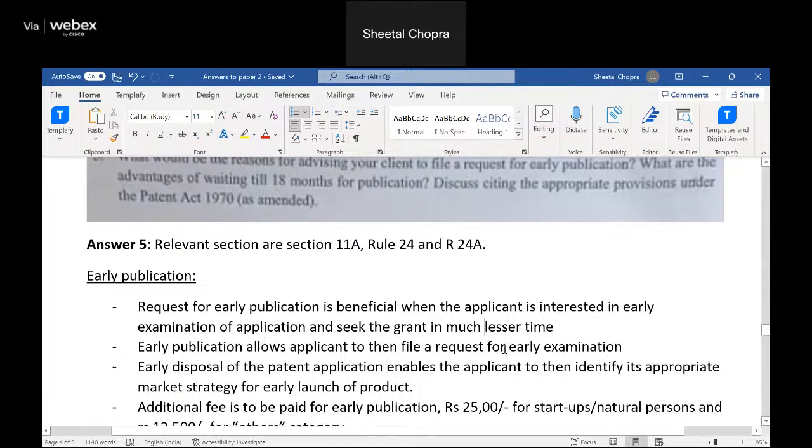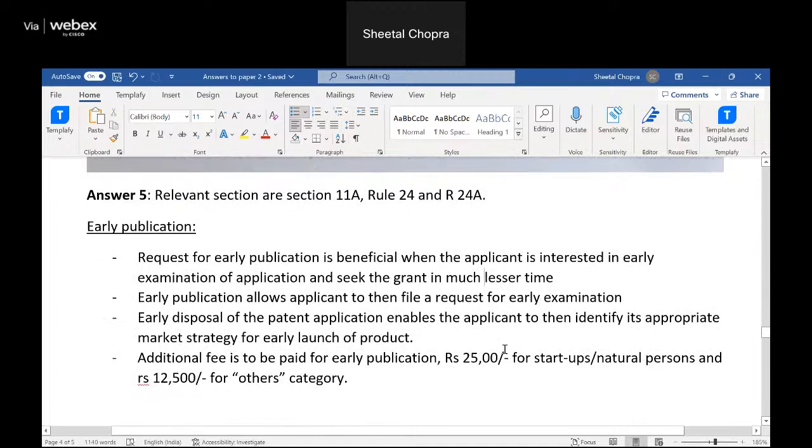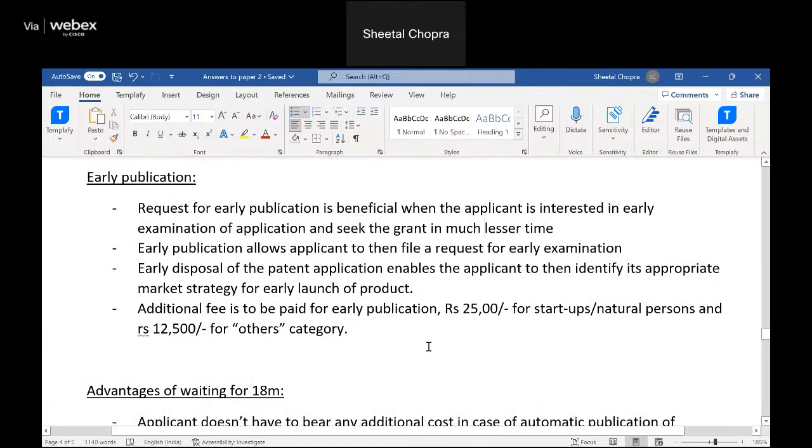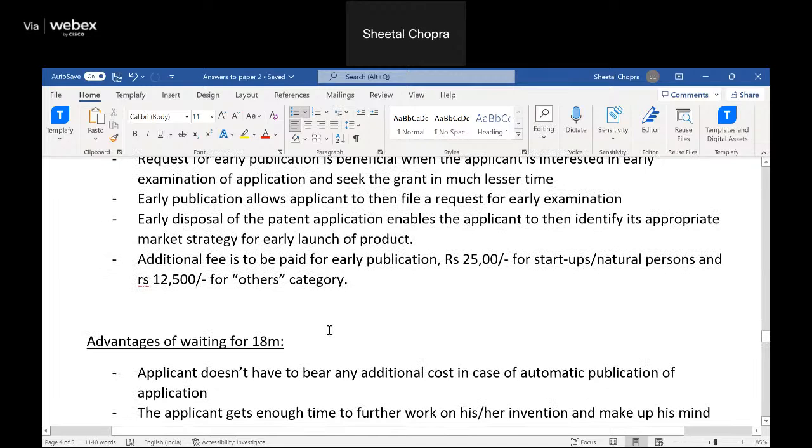Early publication allows for quicker, let's say, prosecution of your patent application. And early disposal of the patent application therefore enables the applicant to identify an appropriate market strategy for early launch of the product as well. So there are quite a lot of benefits, just that one has to pay an additional fee of rupees 2,500 for Indian startups and natural persons, and 12,500 for the others category.